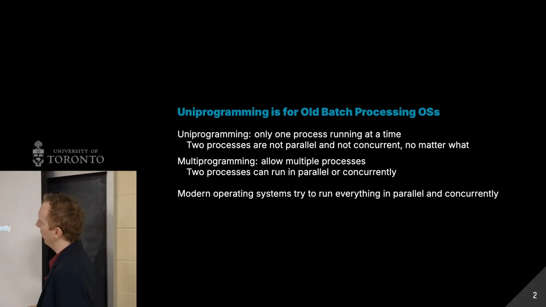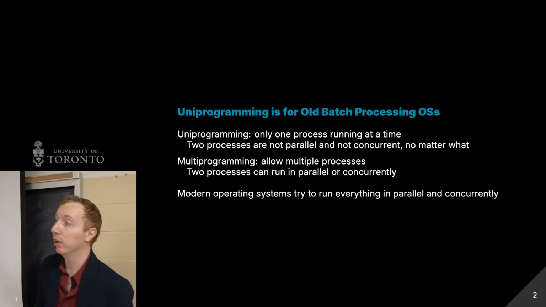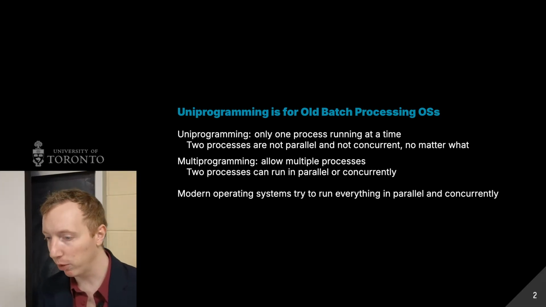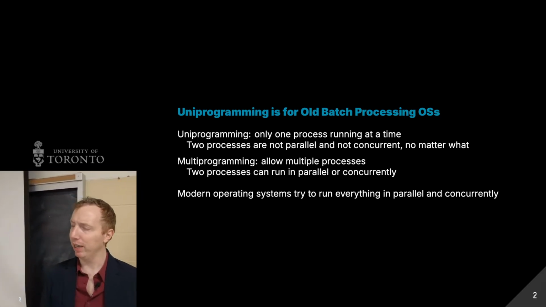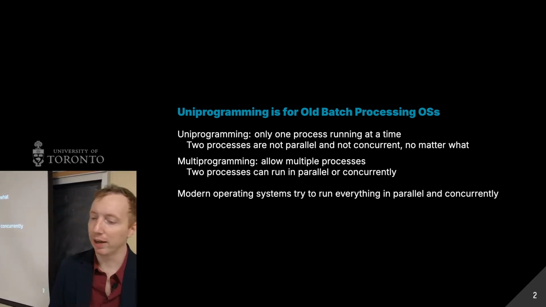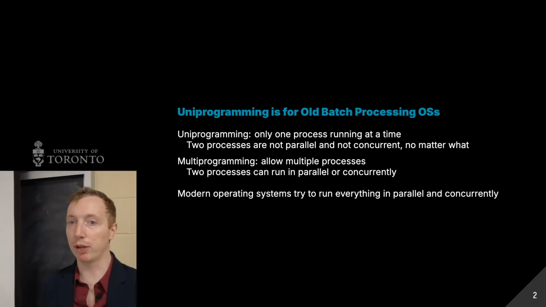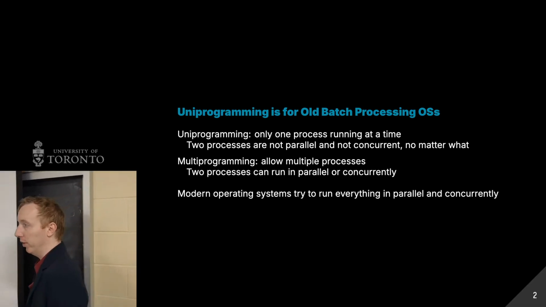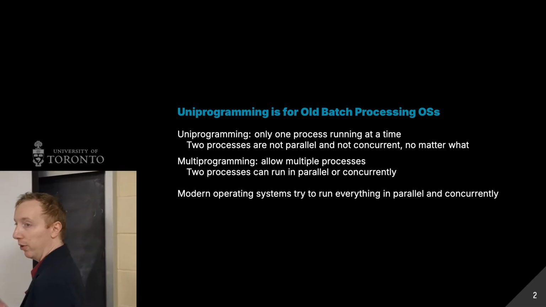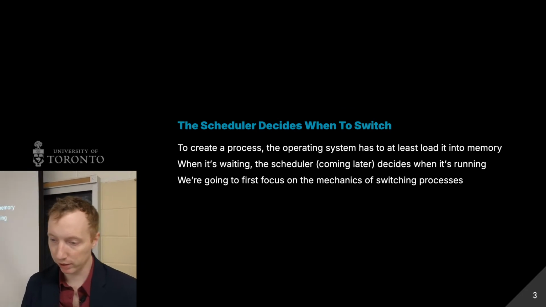Every operating system since, I don't know, the 80s has been multi-programming, so we have multiple processes all going on. Two processes can run in parallel or concurrently. Again, we don't know exactly what these words mean yet, but we will get into them in about week 5. The only thing we need to know is that modern operating systems now try to run everything in parallel and concurrently, so it could be juggling thousands of different processes. You can open your activity monitor or your task manager and see how many processes your operating system is actually juggling. It is going to be at minimum probably hundreds.